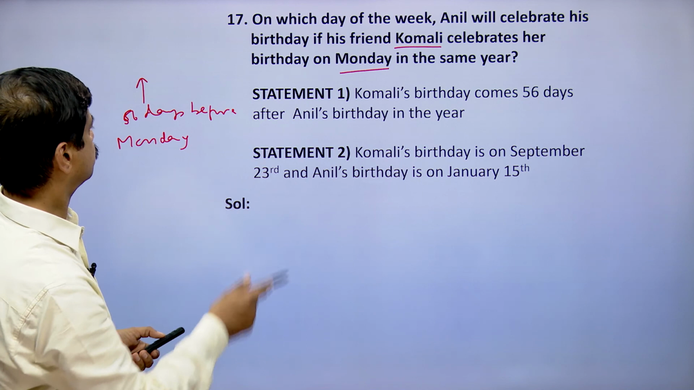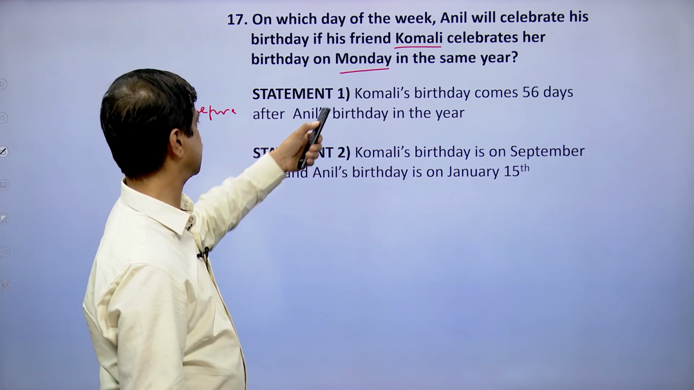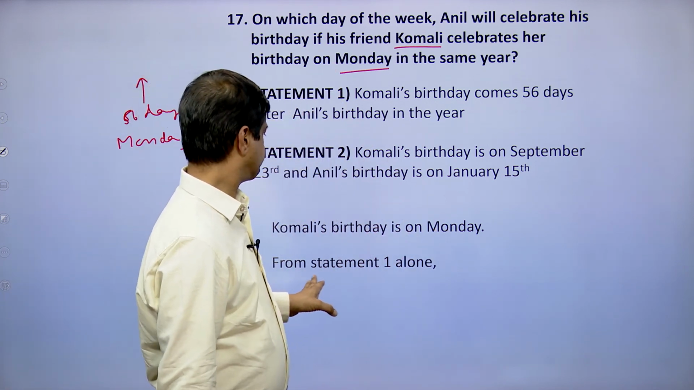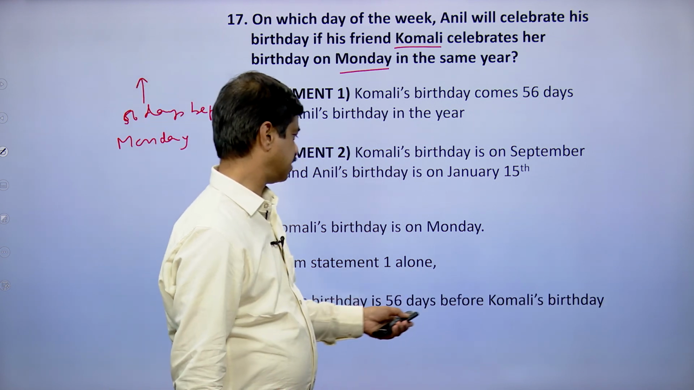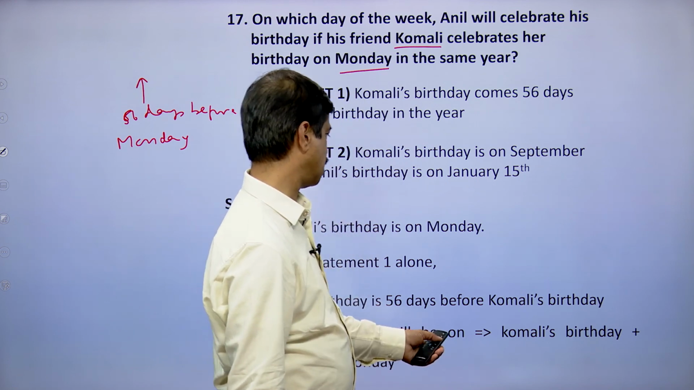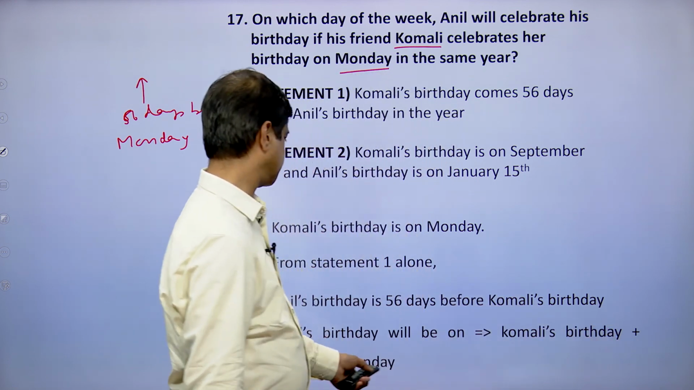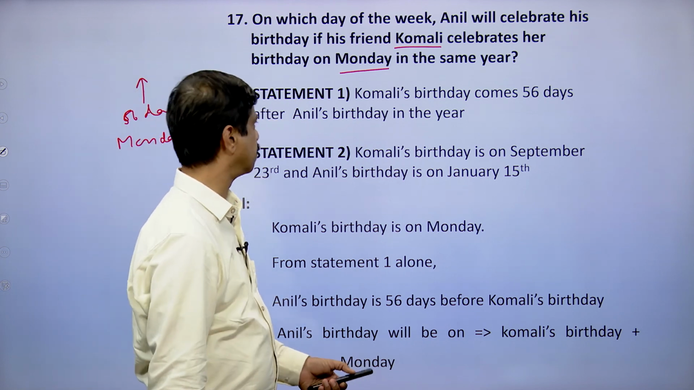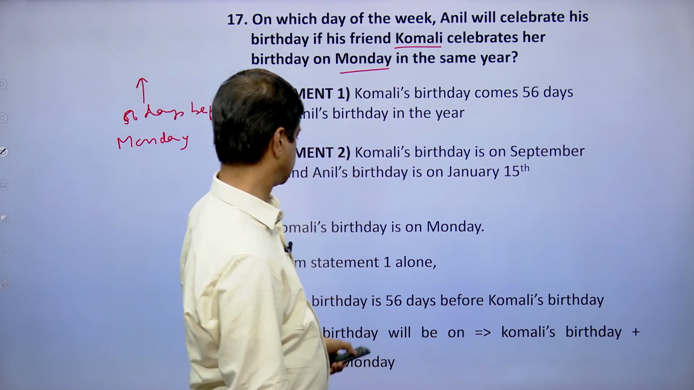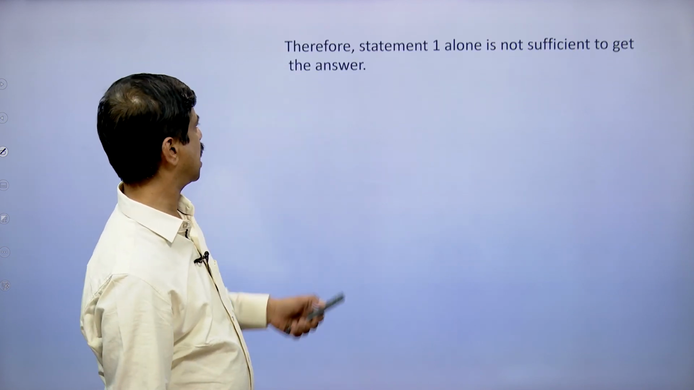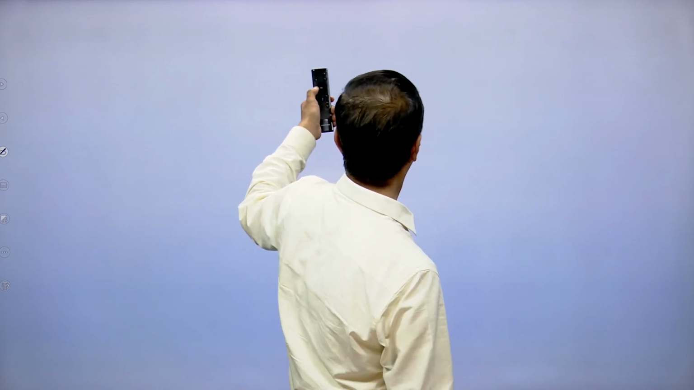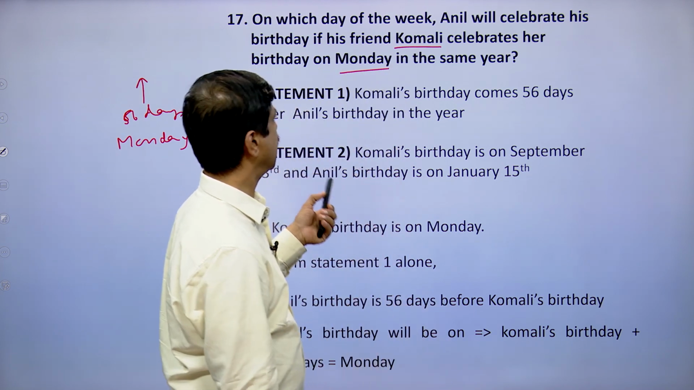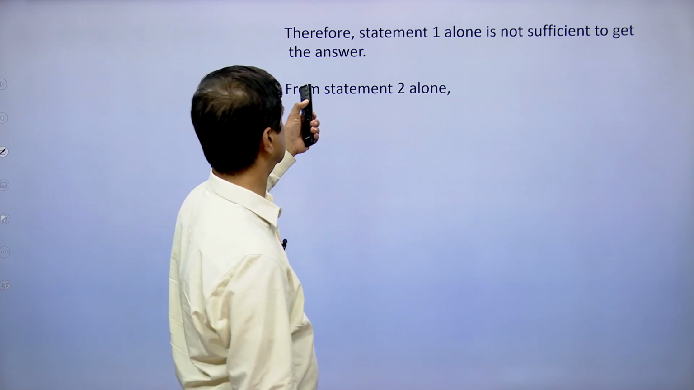Statement 2 is easy for us to tell, but statement 1 cannot make us tell. Komali's birthday is on Monday, that is known. From statement 1 alone, Anil's birthday is 56 days before Komali's birthday, so Komali's birthday plus or minus 56 days. 56 days is divisible by 7, so again it should be Monday. So on which day of the week will Anil celebrate? This answers the question asked. Therefore, statement 1 alone is not sufficient because it is not telling the date. It is only telling the week, it is on Monday, but the date it is not telling.